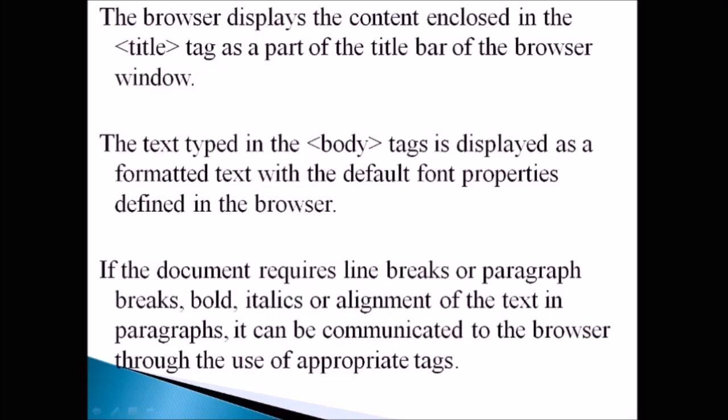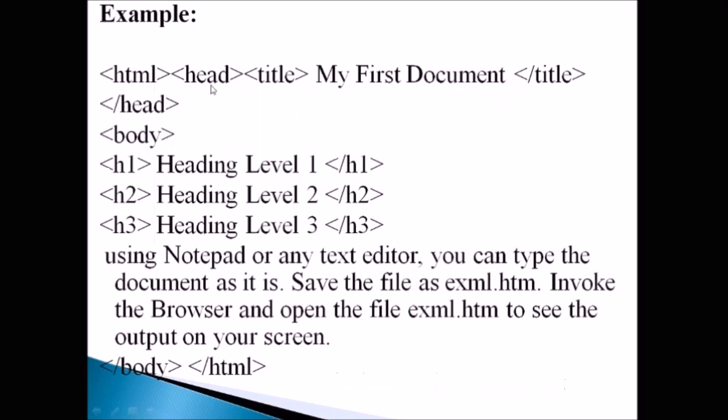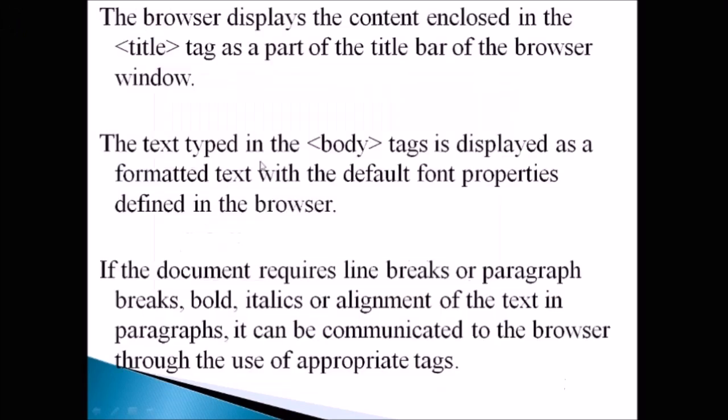The browser displays the content enclosed in the title tag as part of the title bar of the browser window. As we see here, "my first document", given within the title tag, is the part of the document title. That is what is explained here. And the text typed in the body tags is displayed as formatted text with the default font properties defined in the browser. The text given within the body will be displayed as formatted text based on the properties defined in the browser.